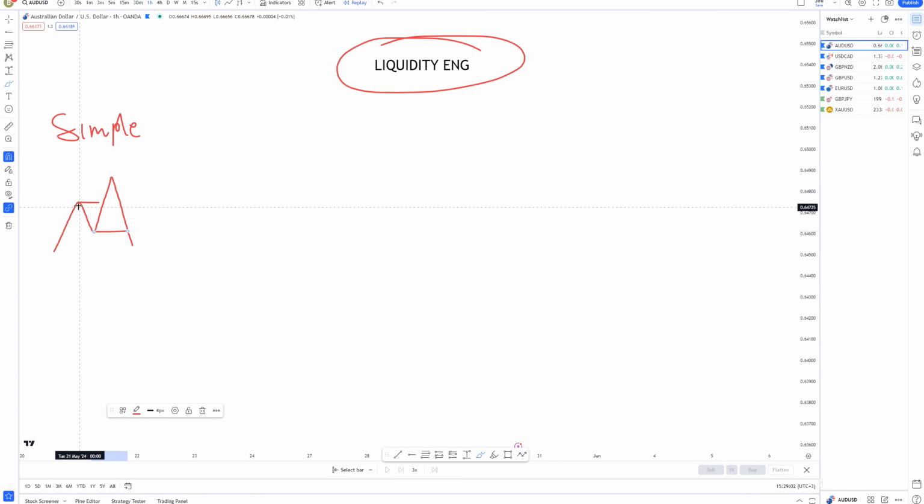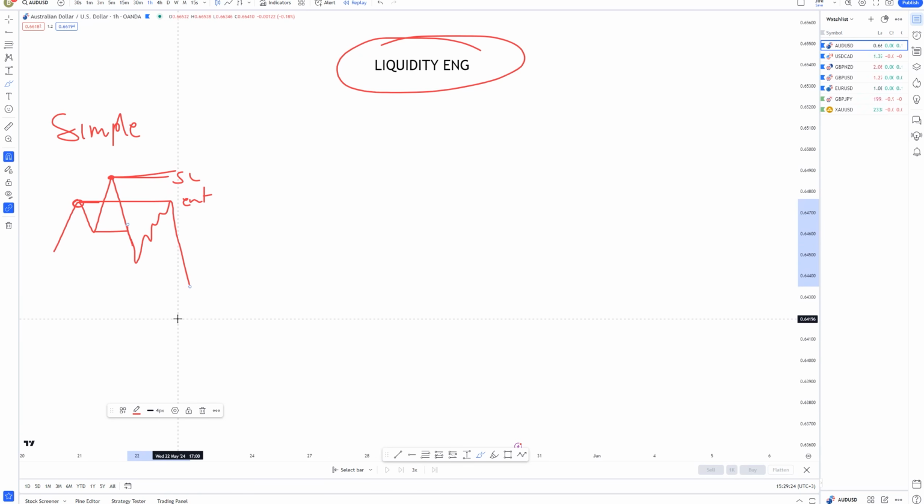We have the transition. This previous high here is where you put your entry, and this furthermost deviation is where you put your stop loss. So this is the entry, and this is the stop loss. What you are expecting is that the market must come to this point to tap and then move down. That is the simple liquidity engineering.